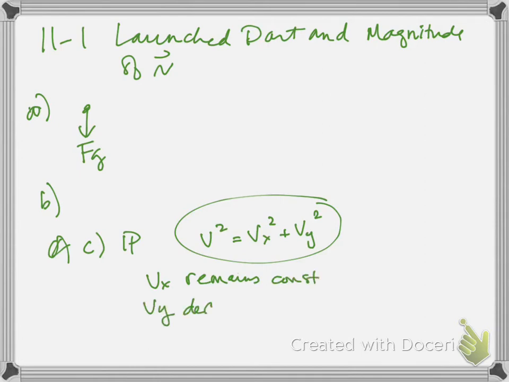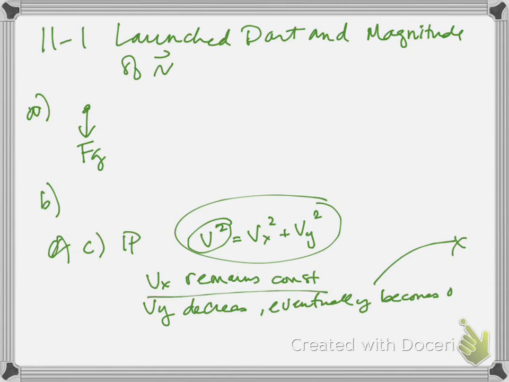Vy decreases. Okay, remember, we're just talking about to the top of the loop, to the top of the trajectory here, yeah? Vx is chugging along, Vy decreases, eventually becomes zero, all right? So for that reason, since Vx remains constant and Vy decreases, the magnitude of the velocity decreases. Okay. Why does it never become zero?